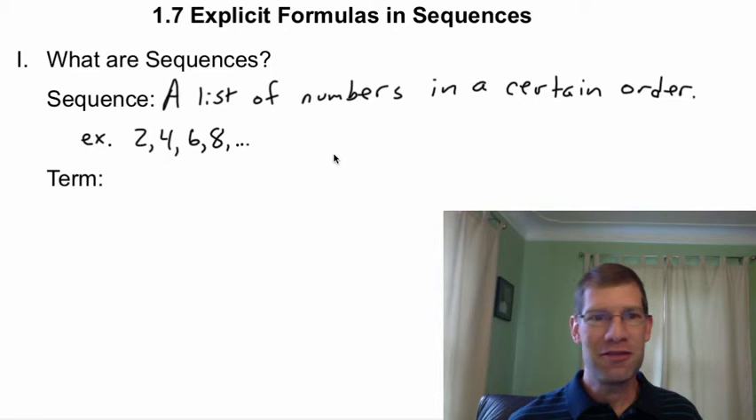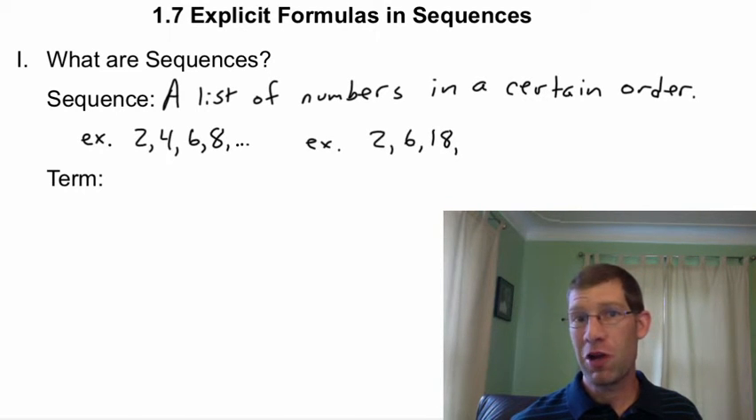You could have sequences that maybe are doing something like this. You could have maybe like 2 and then 6 and then 18. You could look at, well, how are you getting from one number to the next? We're multiplying by 3. So then the next number would be 54? 30? Yep, 54. And so on.